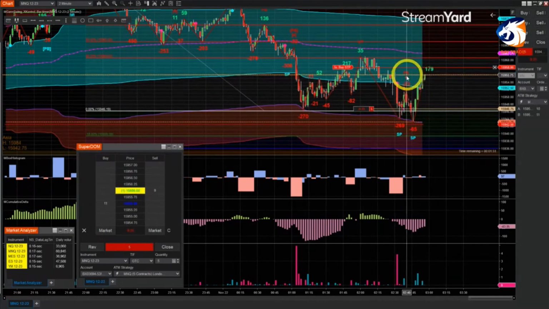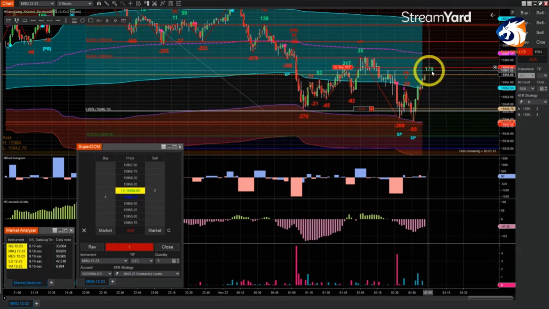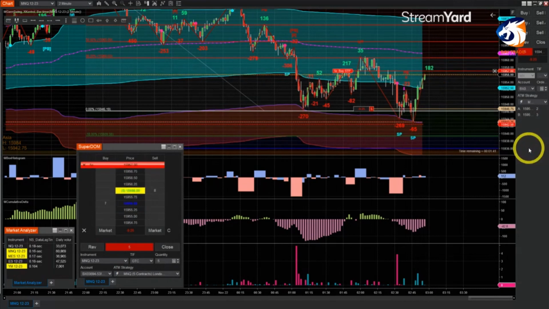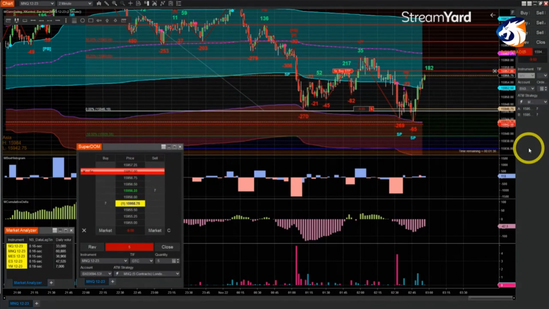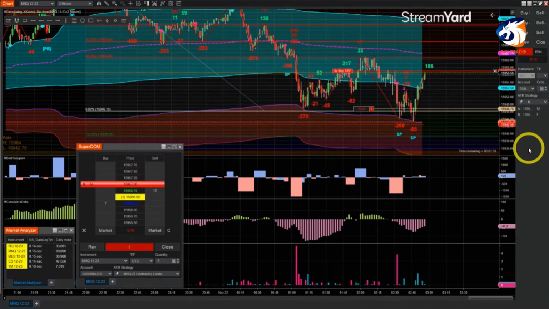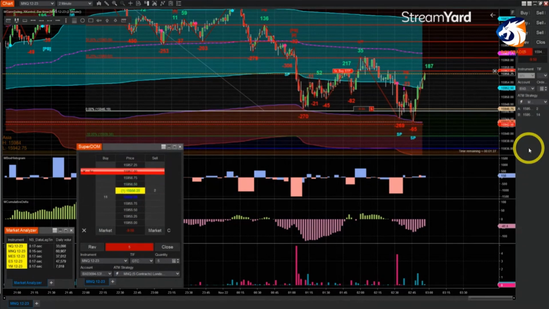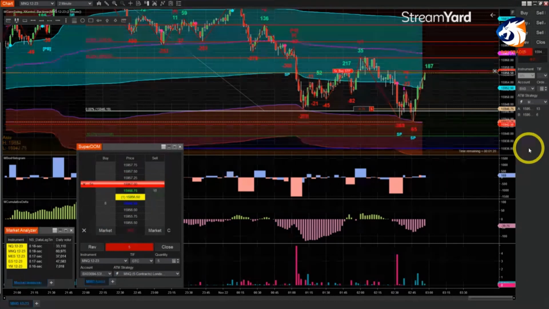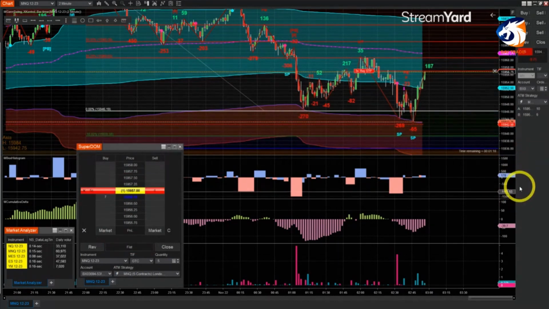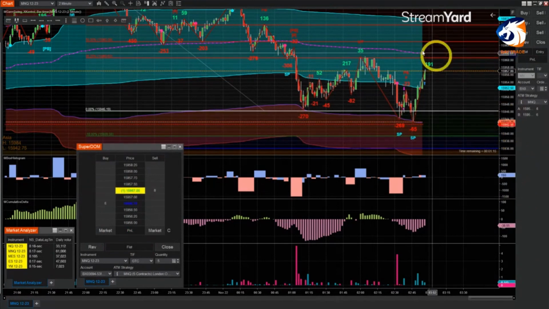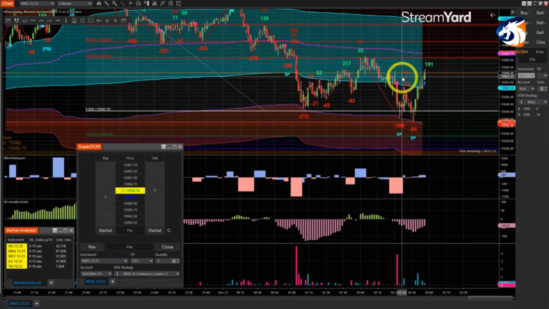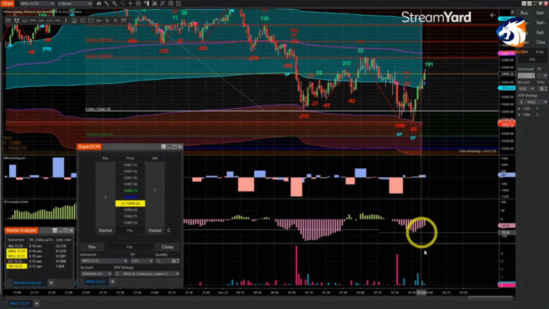This candle here finishing above, so most likely it's going to try to test that. Let me see if I can get this down here. You risk 10 points. Stop filled. Okay, so there's the risk. I took 10 points.